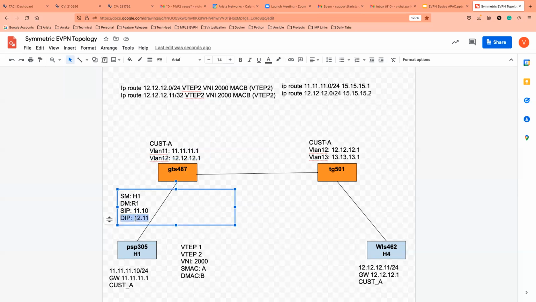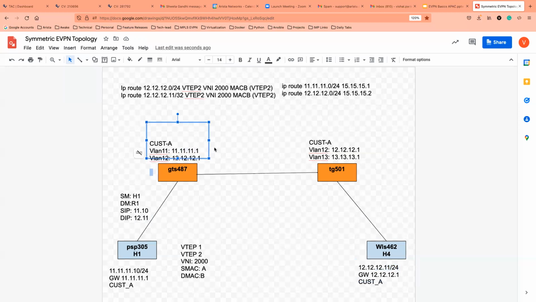Destination IP is 12.11. You consult the routing table and find that, hey, I have a local route available. It is a directly connected subnet. So now you will check the destination IP, right? It is 12.11. So basically you have to send the packet to this guy, right?